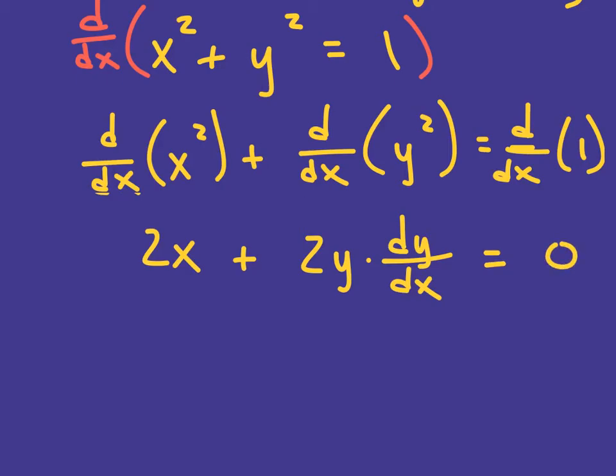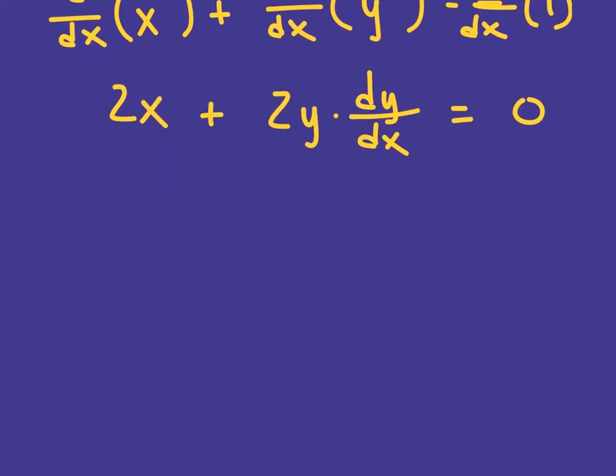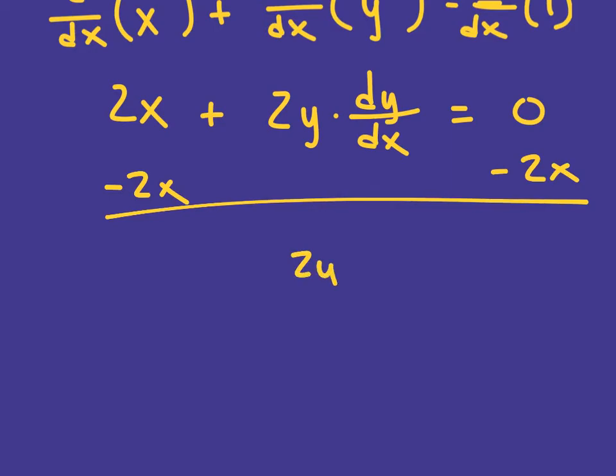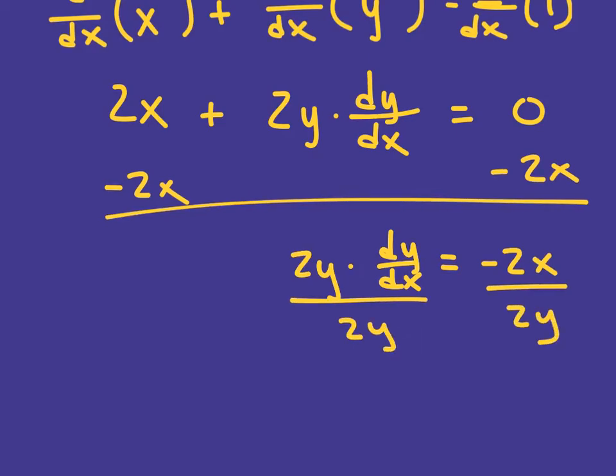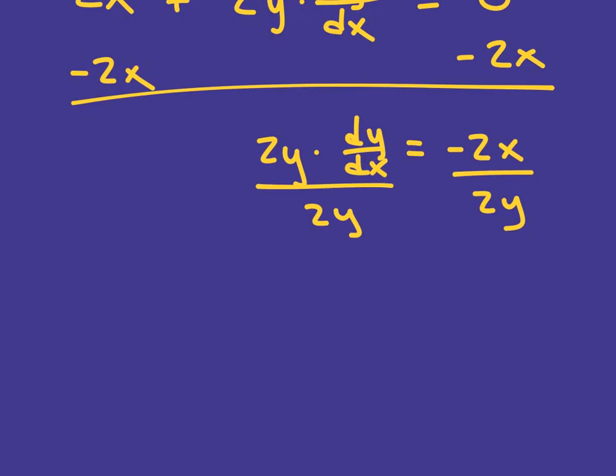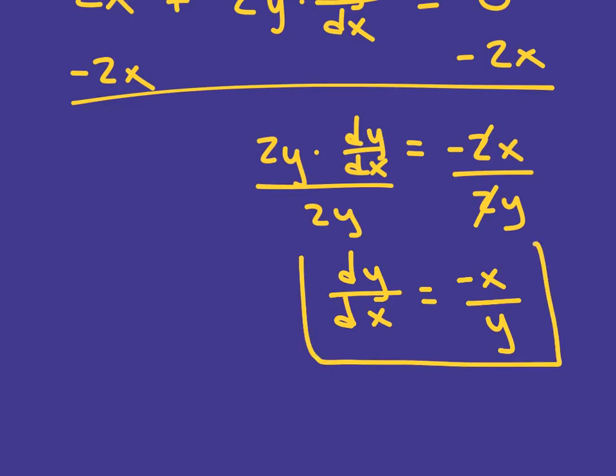Okay, so now what I want to do is solve this equation for dy/dx. So I'm going to first subtract 2x from both sides, and I'm going to get that 2y times dy/dx is equal to negative 2x. I'm going to divide everything by 2y, and what I end up getting is dy/dx is equal to, my 2's are going to divide out here, and so I have negative x over y, and that's my answer.